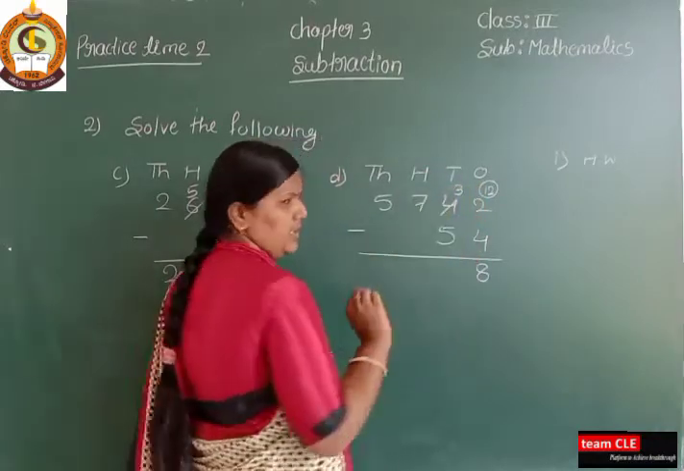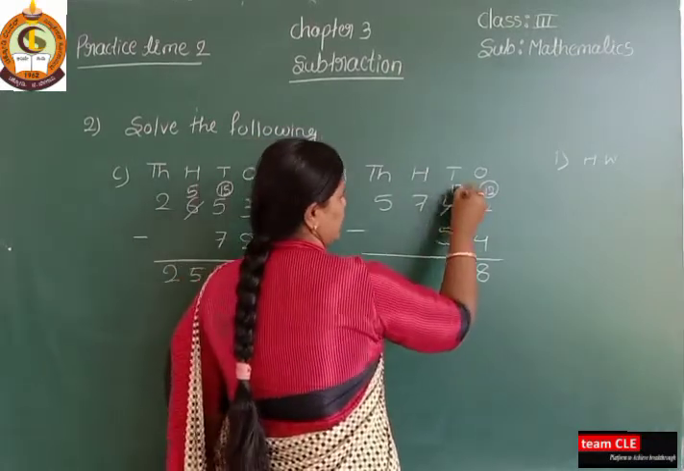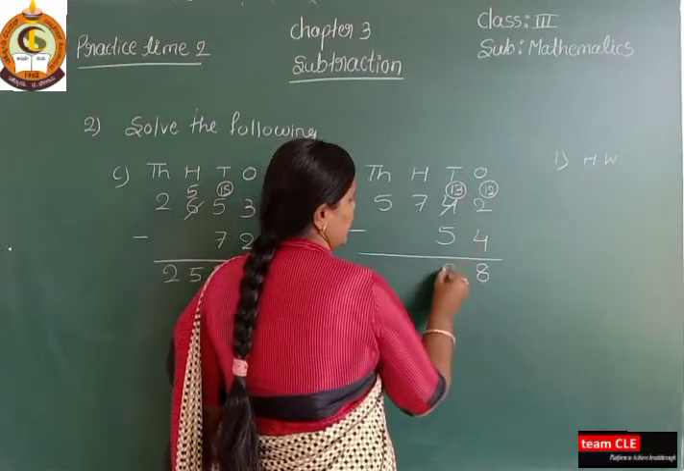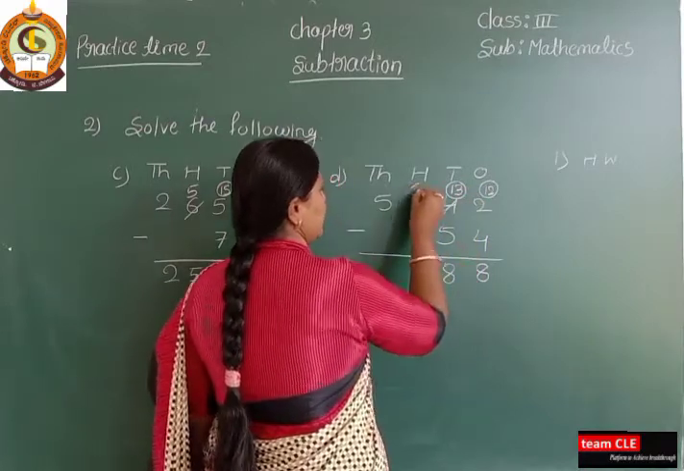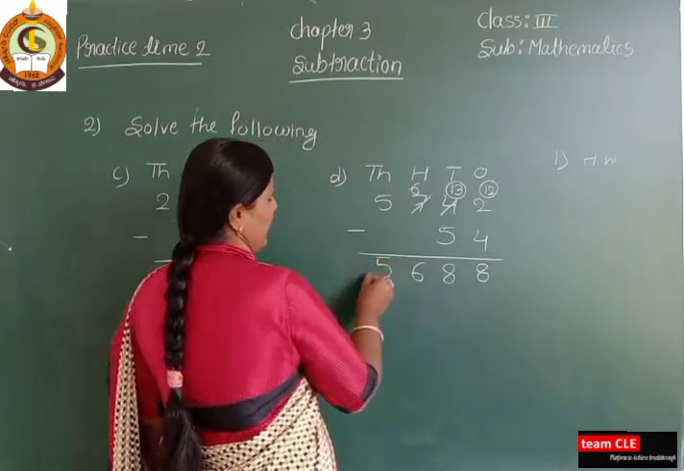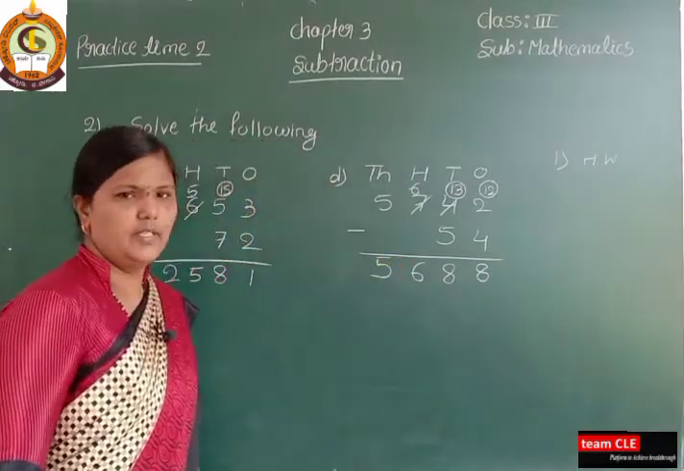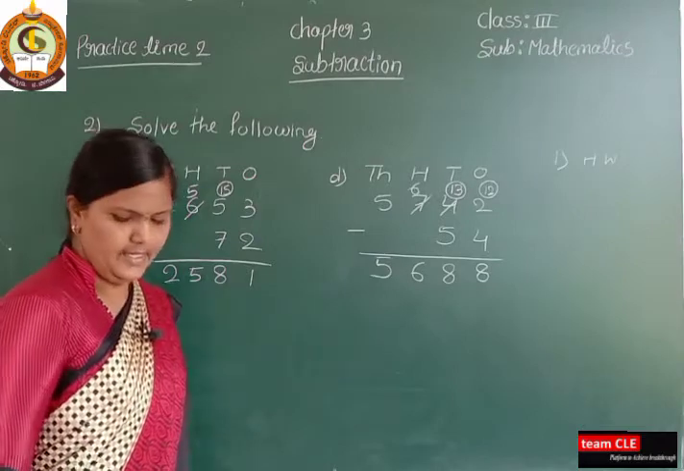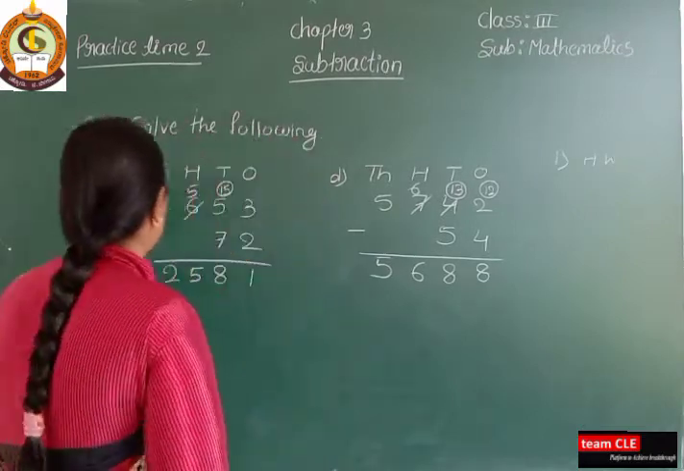Again you have to take one tens group. The 10 plus 3 is 13. 13 minus 5 is 8. And instead of 7 here, 6 remains. So write that 6 as it is and 5 as it is. So the answer is 5688. Next, E1 problem.